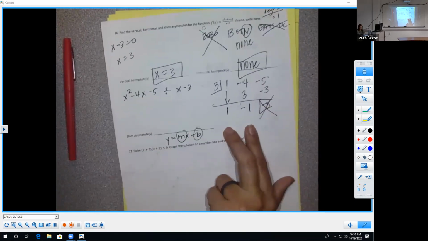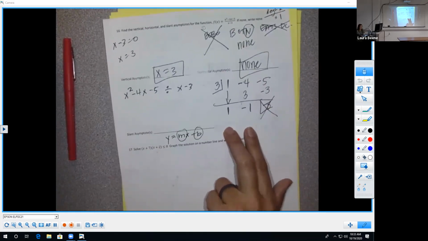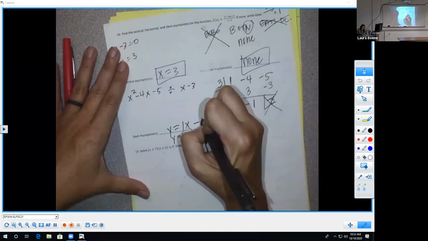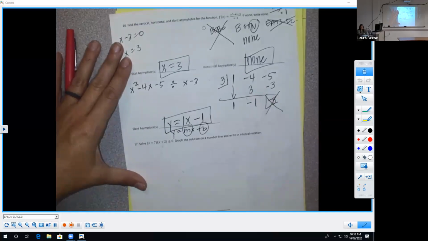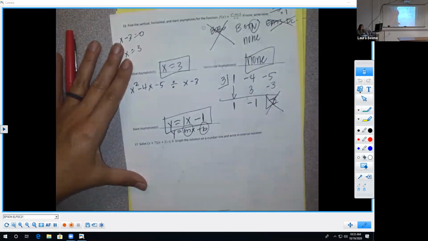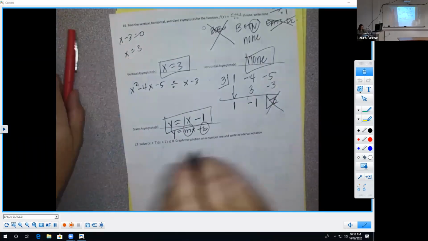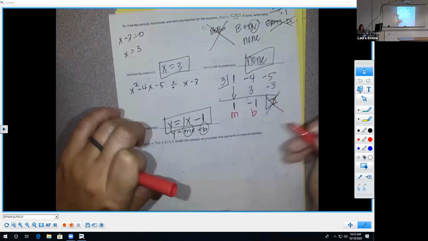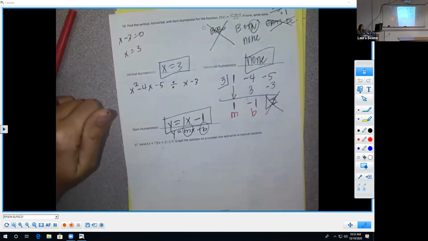So what is the equation of my slant asymptote in this problem? y equals 1x minus 1. You could just put x minus 1. You don't have to put the 1 there if you don't want to. Okay, so this is the m, this is the b. Questions about that?